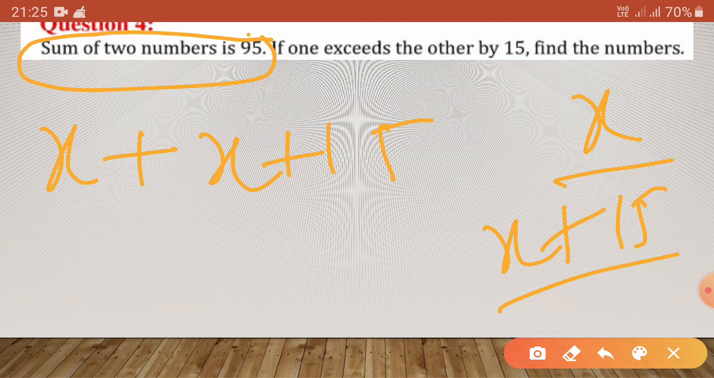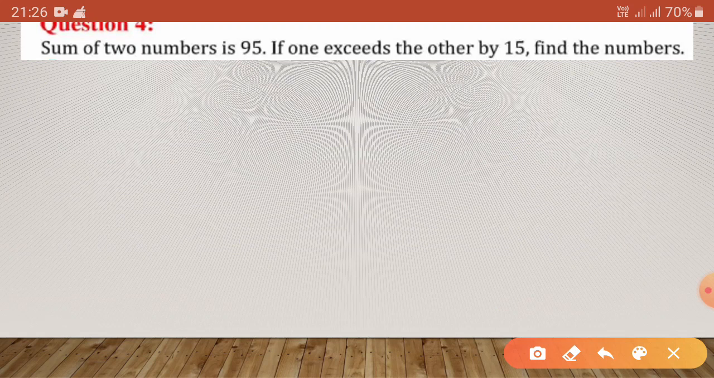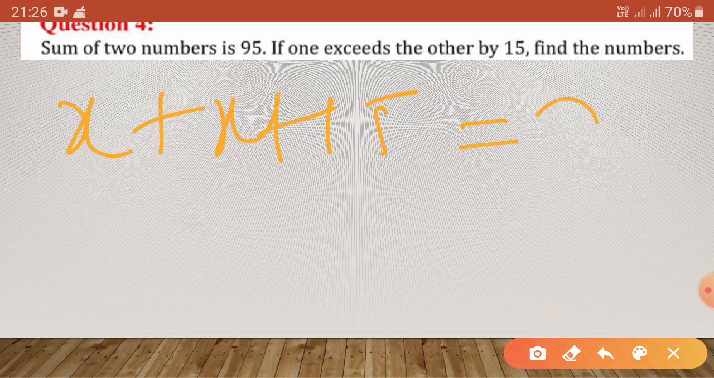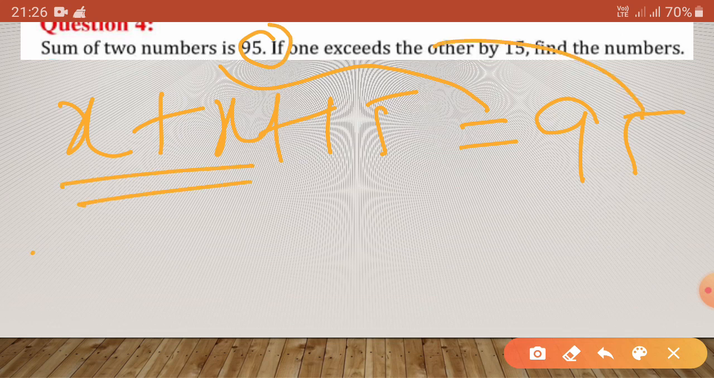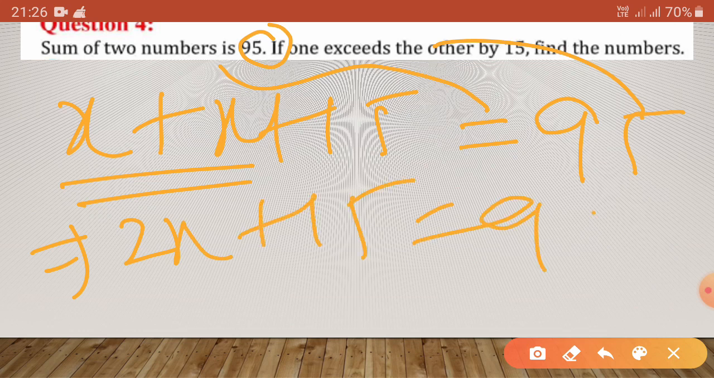Here "is" means, as we have already told, an equal sign, and then put 95. So we got the equation, that is x plus x plus 15 equal to 95. Equal sign means "is" and then 95. So x plus x gives us 2x, and then plus 15 equal to 95.